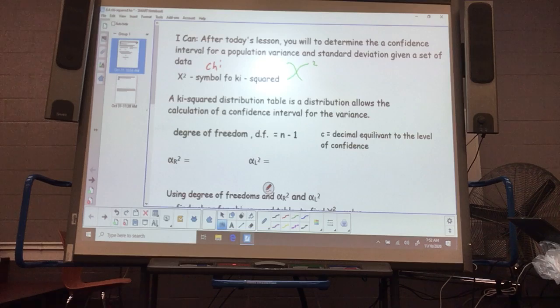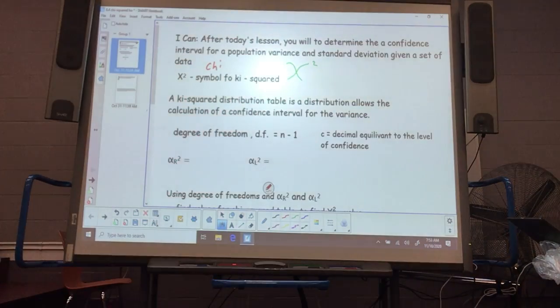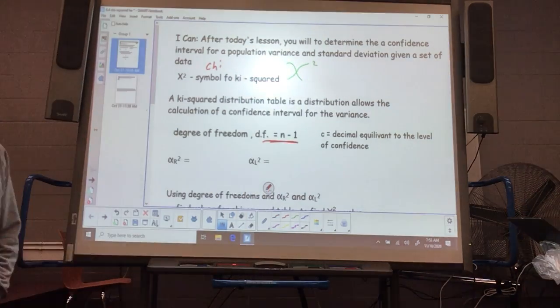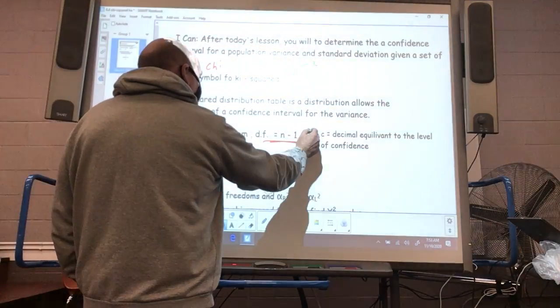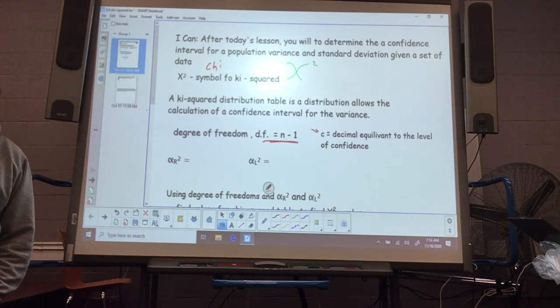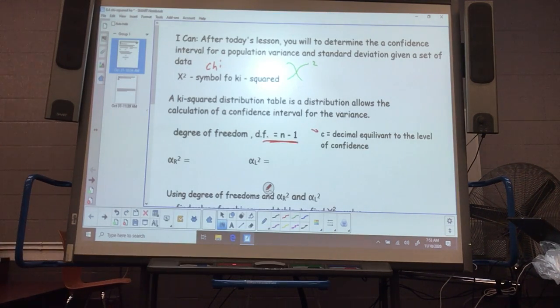We're dealing with the variance now, and with the variance, we can do standard deviation. So we have our variance and we have our standard deviation. We still have our degree of freedom, n minus one. We have a different value here though. It's called a c value. It's your decimal equivalent for your confidence interval. That's your c value.